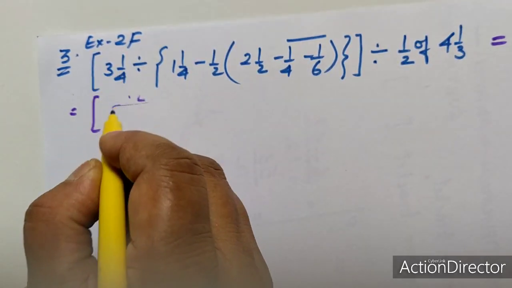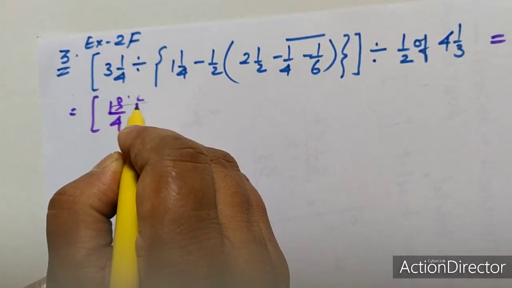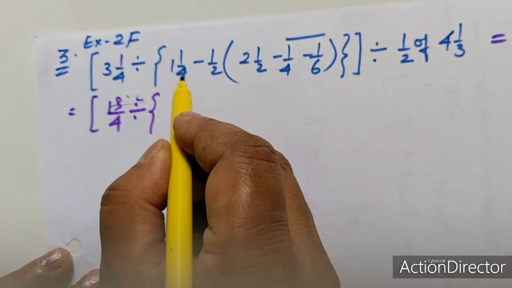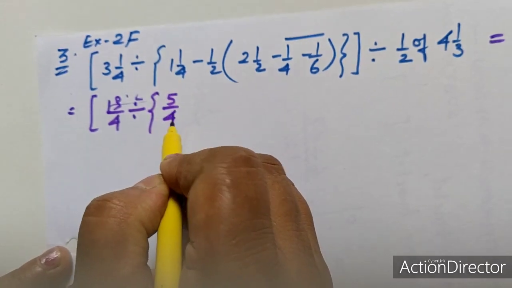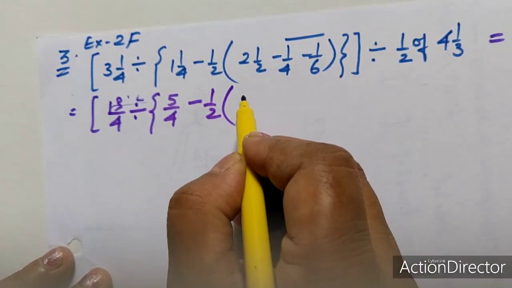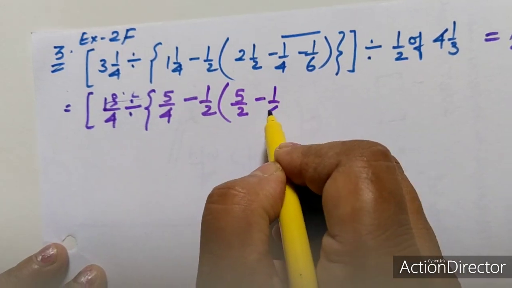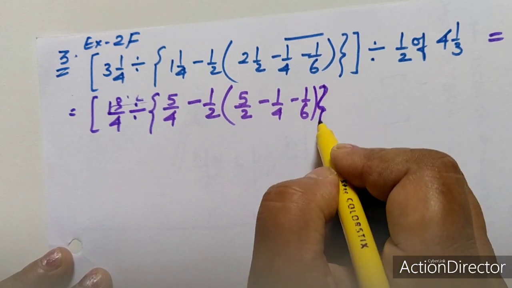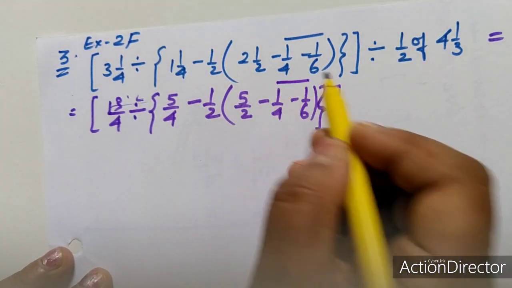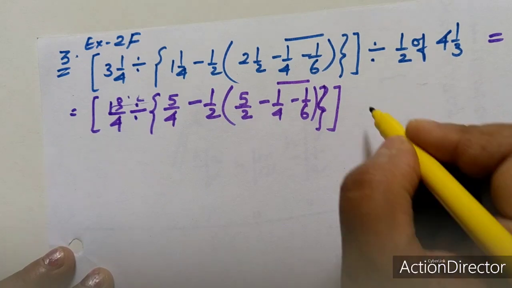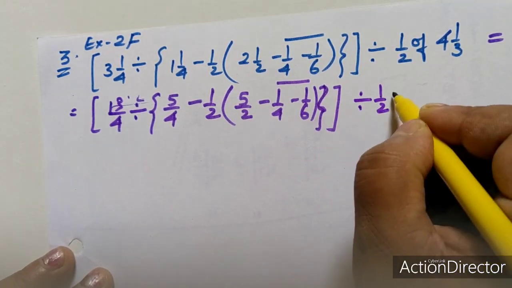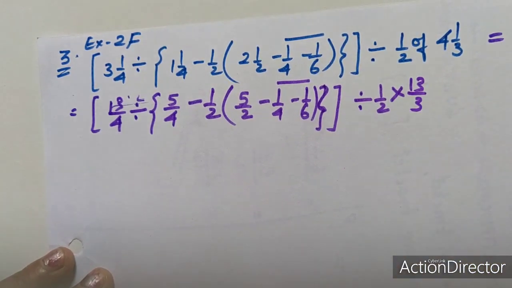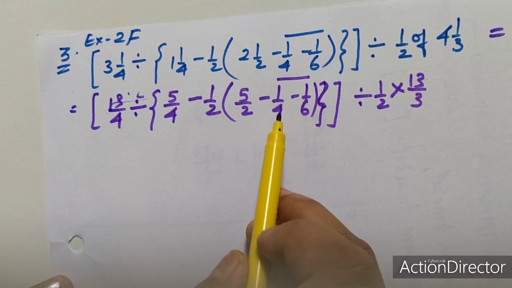So 4 3s are 12 plus 1, 13 by 4, divided by, as it is you have to copy down, simply change the numbers into improper fractions. So 4 ones are 4 plus 1, it is 5 by 4 minus 1 by 2, as it is 5 by 2 minus 1 by 4 minus 1 by 6, this one common bracket, then curly bracket, then square bracket, and before that it is bar, divided by 1 by 2 into, instead of "of", into, it is 13 by 3. Clear?